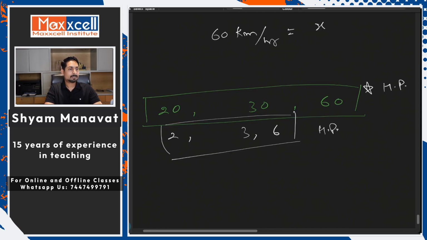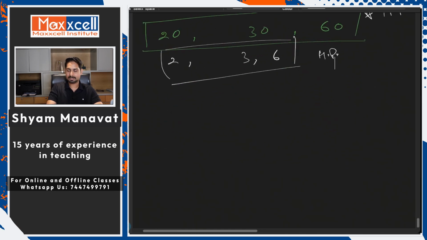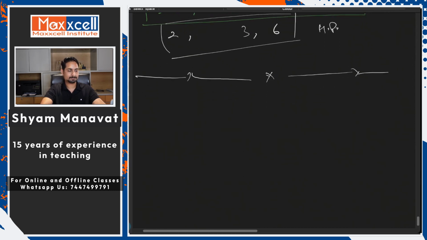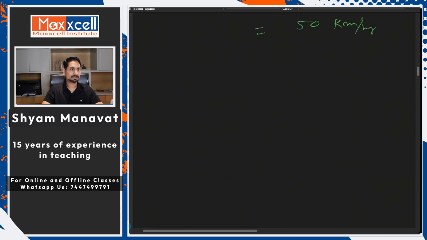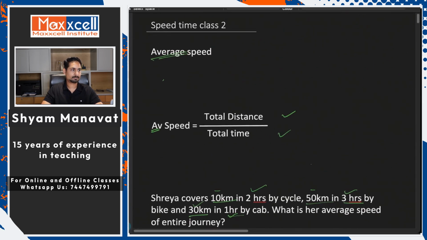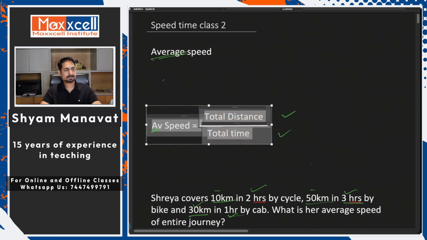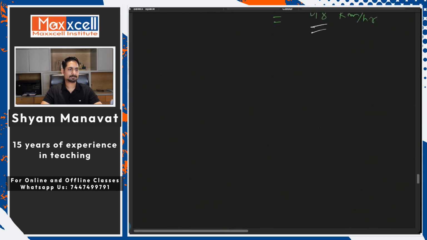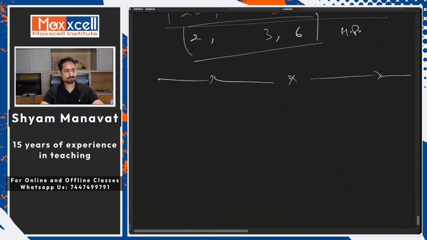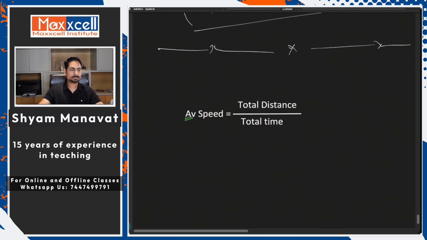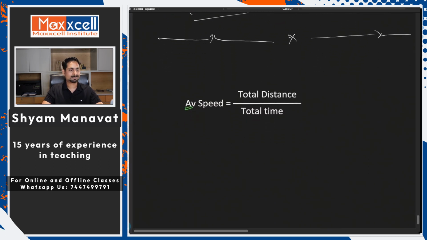All right. So what did we learn in this video? Let's summarize. Can you help me to summarize? Please. What did we learn? We first learned the root formula to calculate the average speed. Average speed is total distance by total time. So first we learn average speed equals total distance by total time, right?